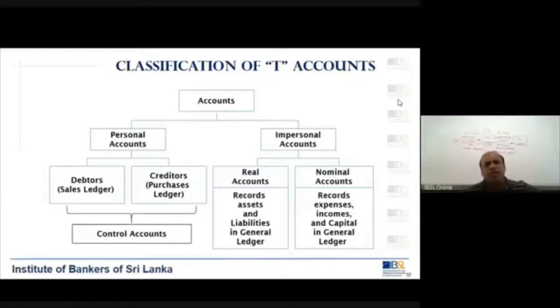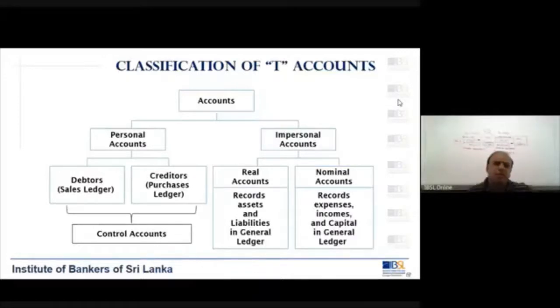So when you go to the transaction level, we know that there will be several T accounts. Now, how can these T accounts be classified? So broadly, the three ledgers will have accounts, that is the T accounts. These T accounts can be broadly segregated into two. They are called personal accounts and impersonal accounts. So the personal accounts will include all your sales transactions and purchases transactions. The impersonal accounts will relate to all your other transactions other than sales and purchases.